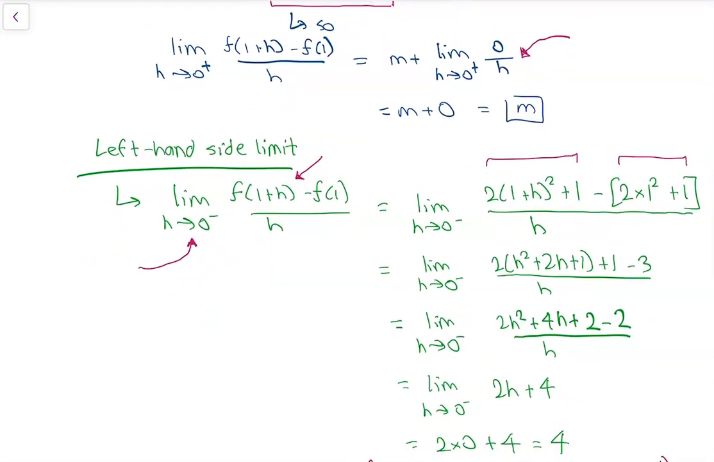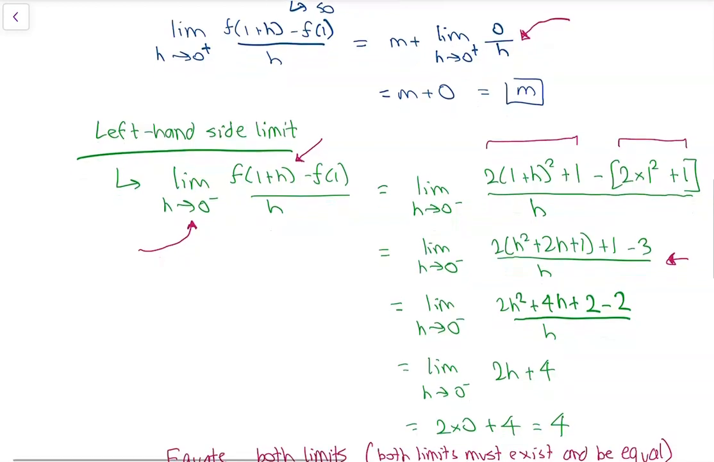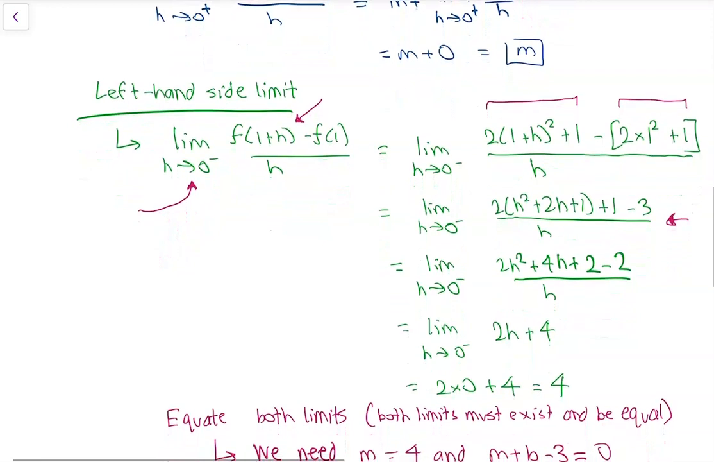And now we can expand out the 1 plus h squared to get this line here. And now again, after expanding by multiplying by 2 here, we end up getting this line. And now, since the 2's here cancel out, we can also divide by h, and we get 2h plus 4 here. And since h is approaching 0 from the negative direction, the limit will be 2 times 0 plus 4, which is 4. So this is the value of the left-hand side limit.